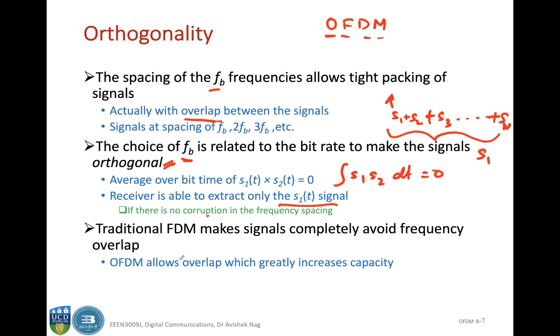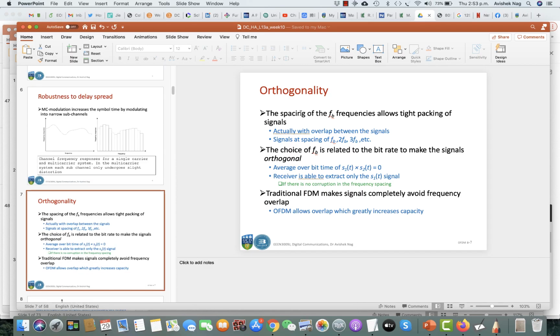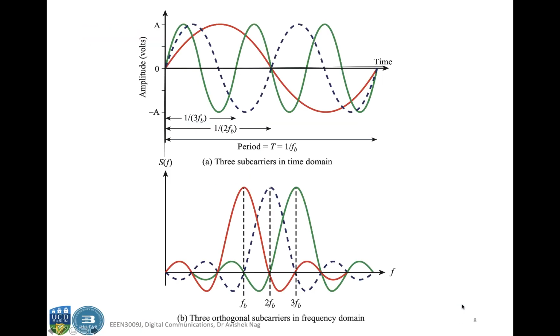So the difference between OFDM and traditional FDM is that in traditional FDM, the signals avoid the frequency overlap. This is the frequency spacing of OFDM only. This is the OFDM part.